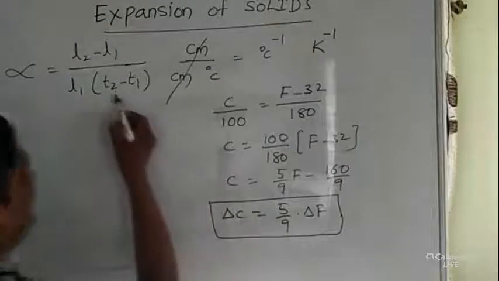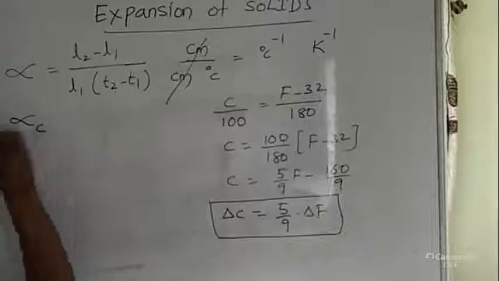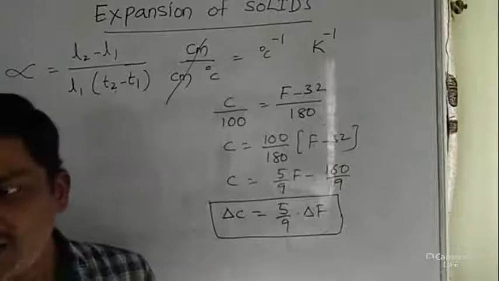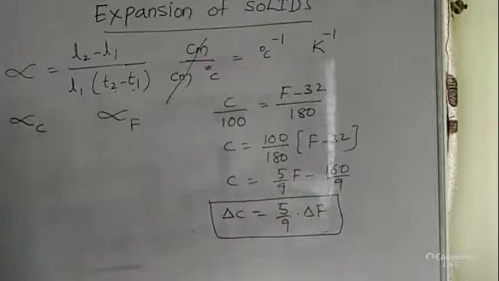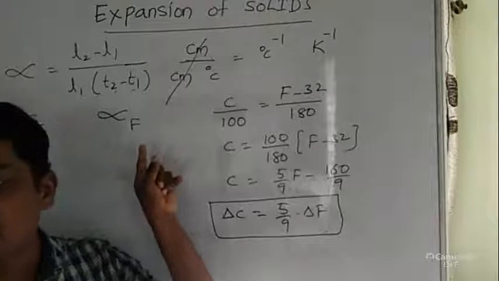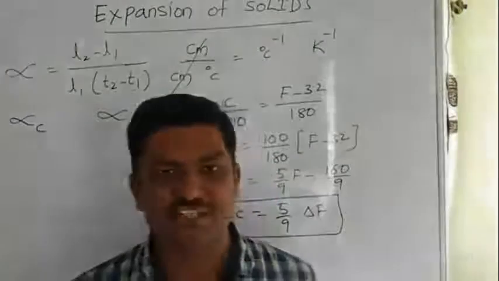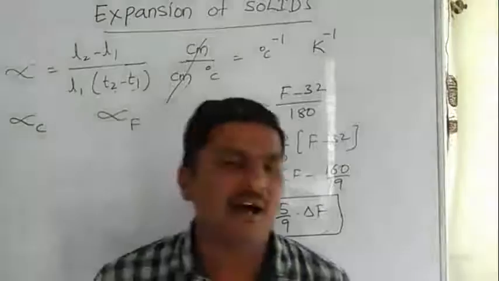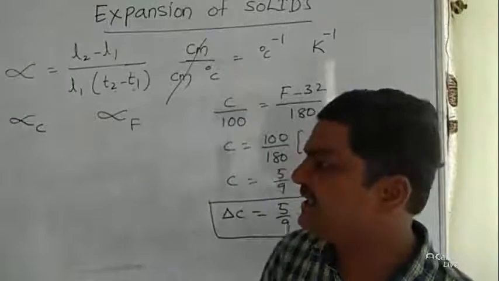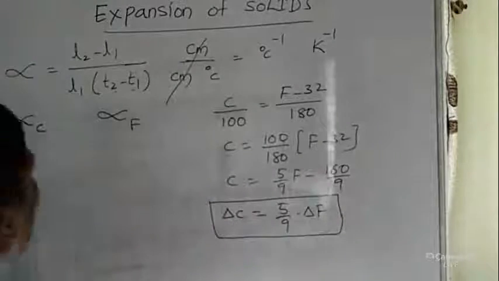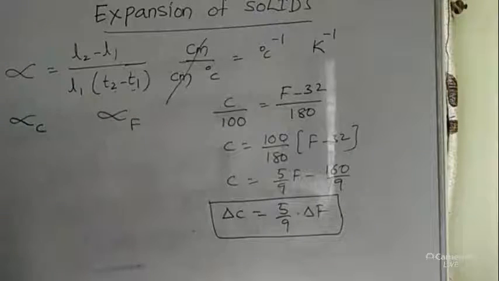So here, if the temperature is measured in centigrade scale and the coefficient of linear expansion is considered as alpha C, and when temperatures are measured in Fahrenheit scale, the coefficient of linear expansion is taken as alpha F. Alpha C is coefficient of linear expansion when temperature is measured in degree centigrade, and alpha F is coefficient of linear expansion when temperature is measured in Fahrenheit scale. So alpha C and alpha F. Now we can relate alpha C and alpha F.